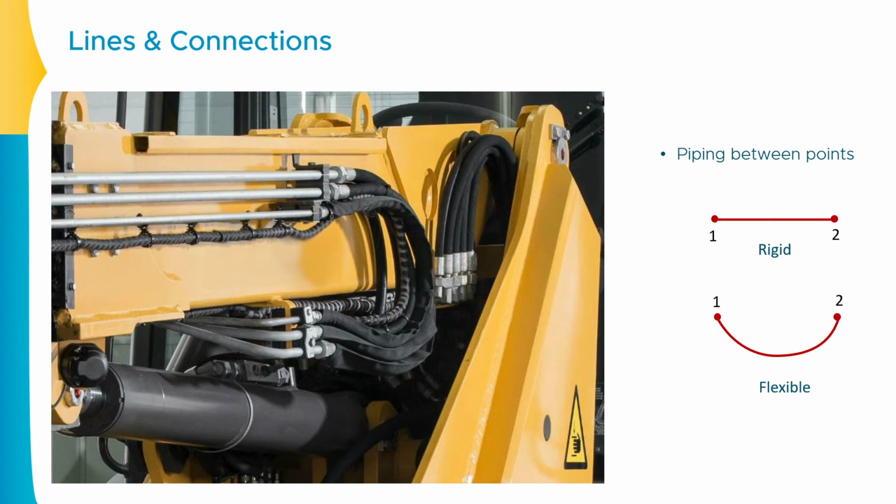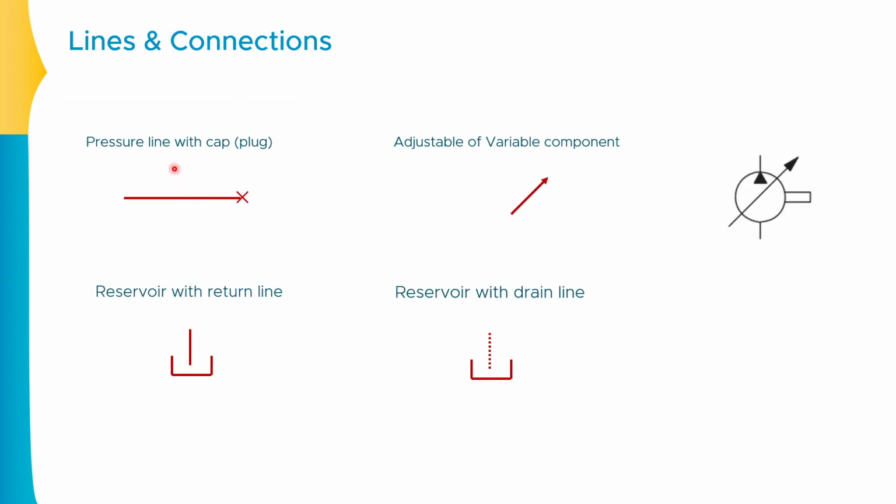Now let me give you some miscellaneous connections, or miscellaneous symbols. Very first symbol is the pressure line with the cap, or you can say plug. So whether there is an ending or you have closed that specific pipe, in that case you have to show this specific symbol at the end of this continuous line. Second, this is the symbol of the adjustable or variable component. Wherever you see a straight arrow at 45 degrees, that arrow represents the variable component.